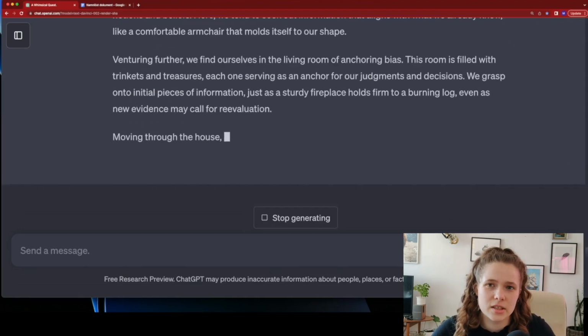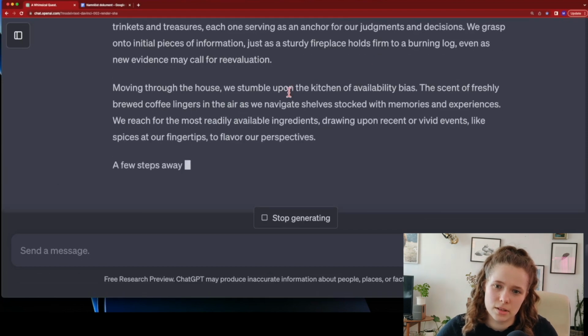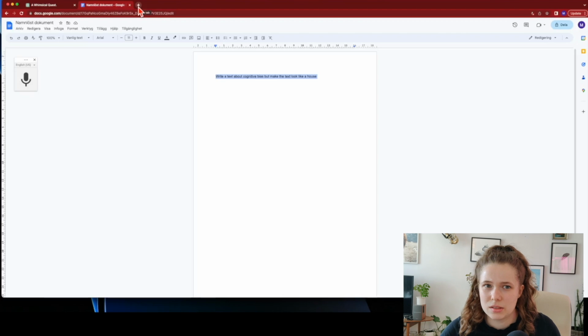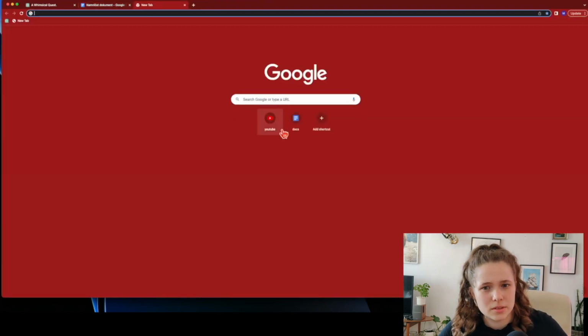Okay, so it's not making it look like a house at all. How do we explain this? Is it called formatting art?